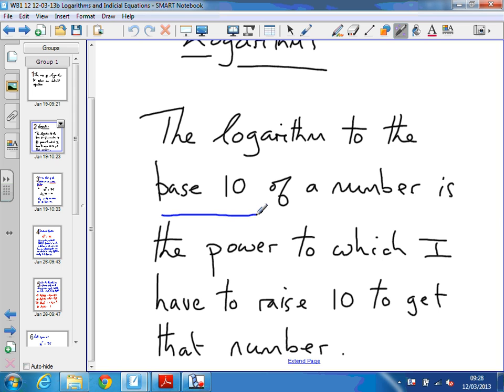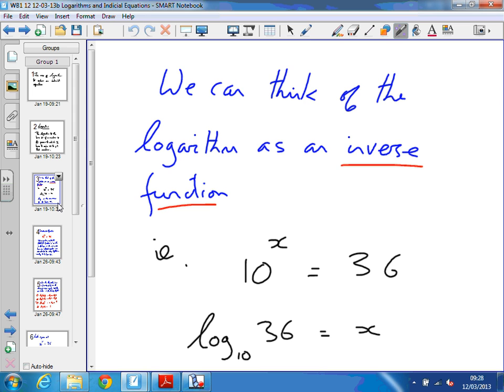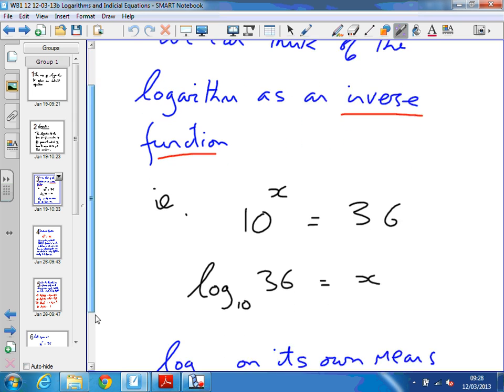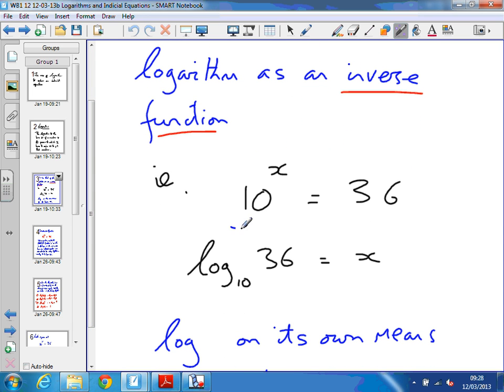Because we tend to work in tens, the decimal system is one we're very familiar with. Base 10 is often used with logarithms, and it's the power to which I have to raise 10 to get a number. We can think of the logarithm as like an inverse function. So if I have an equation like this to solve, 10 raised to some power x is 36, what is x? This is an example of an indicial equation.